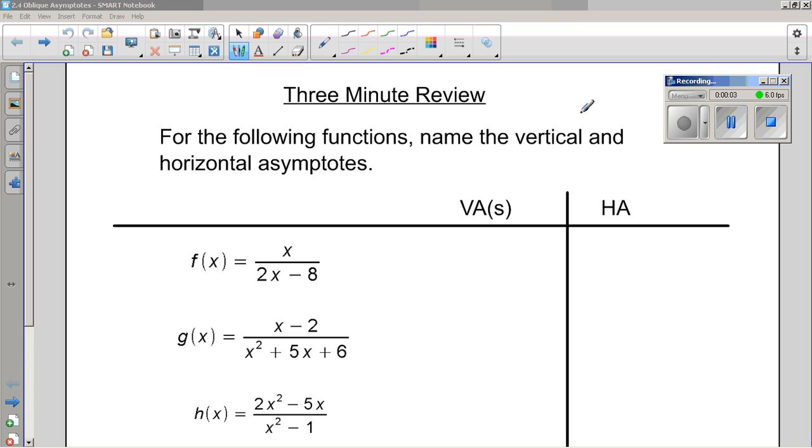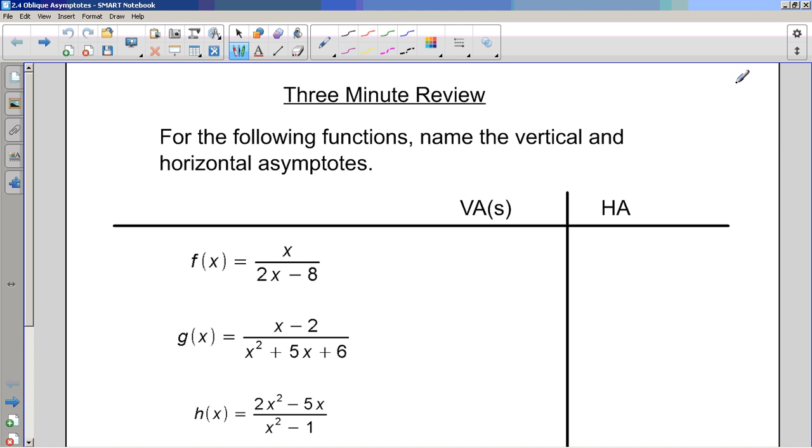All right, welcome function folks to lesson 2.4 on oblique asymptotes. Last day we were talking about horizontal asymptotes, and this is a continuation of that discussion, which is a pretty interesting discussion, as we'll see. The 3-minute review here is to practice some of these skills.